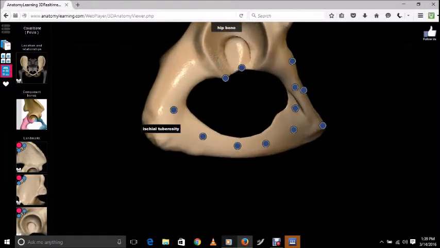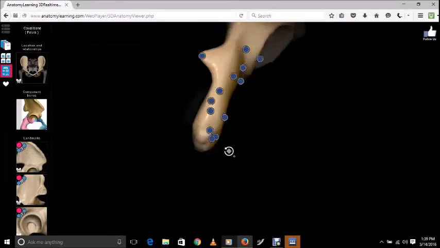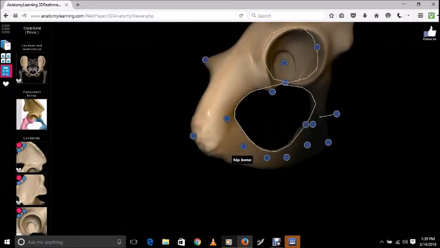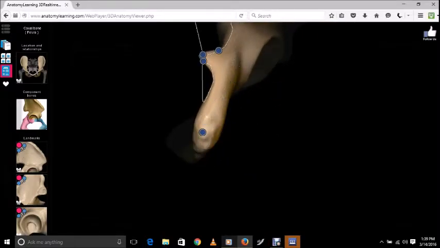We're going to look here at the ischium. The ischium. And this sort of obnoxious little protrusion here, or big protrusion, is called the ischial tuberosity. The ischial tuberosity. And this is actually also a very important point of attachment for muscles of the thigh, in particular the posterior thigh, the back of your thigh, your hamstrings.